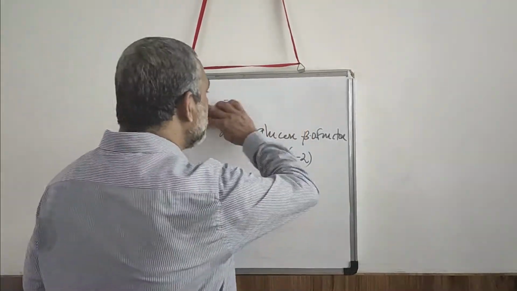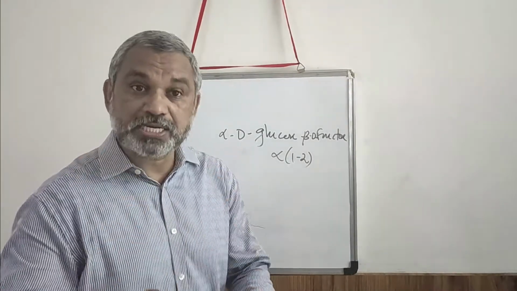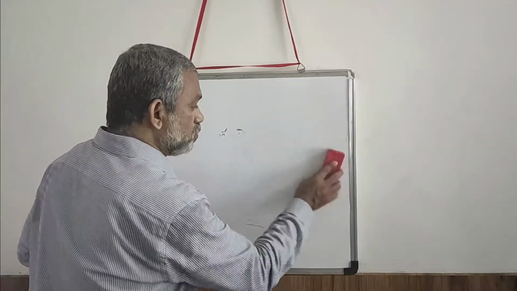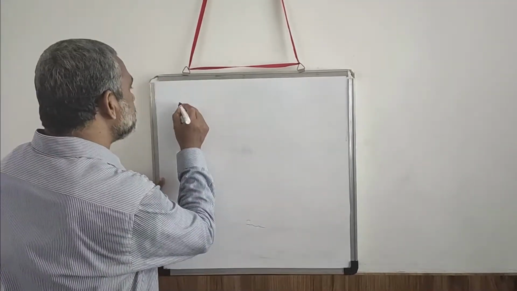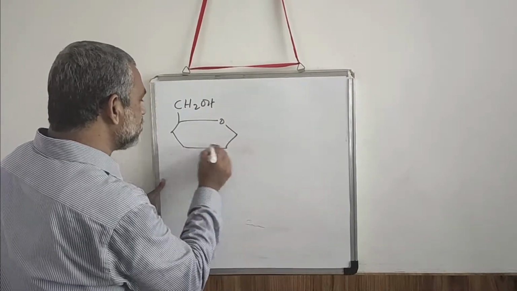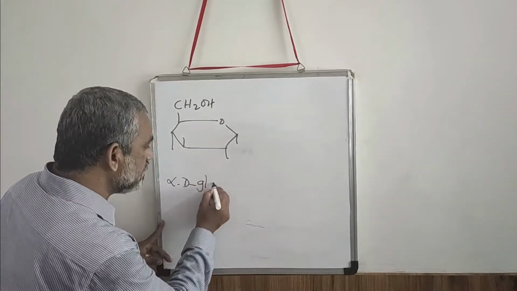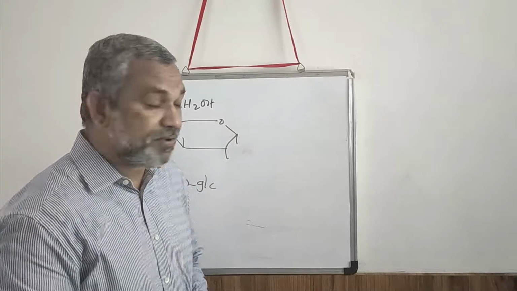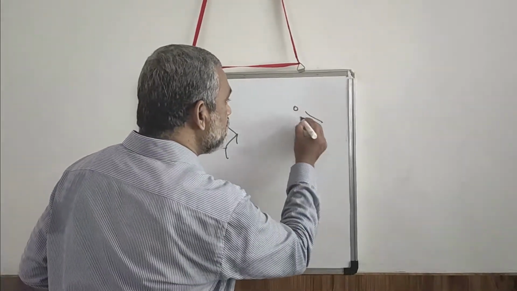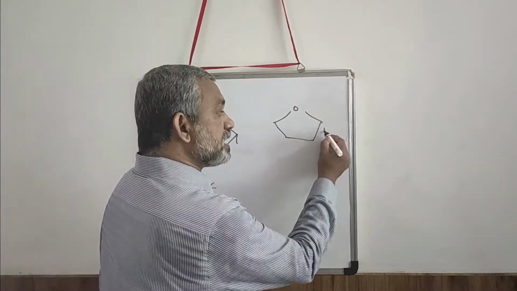What we are going to do is very simple, and this is how we should proceed for all sugars. First, let us draw the structure of D-glucose. D-glucose is a 6-carbon sugar, and it is in the alpha conformation. This is alpha D-glucose, the short form we write. Then we have beta D-fructose, and that is in furanose form.